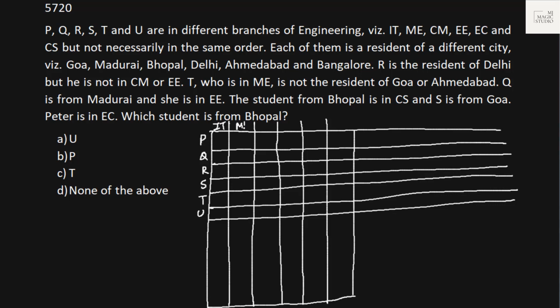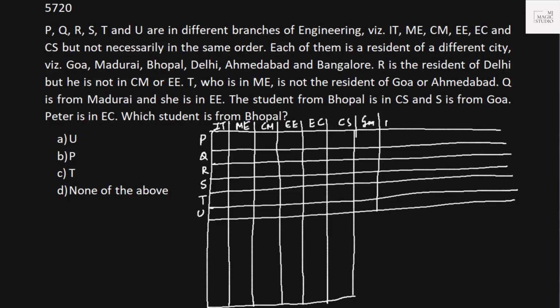IT, mechanical, CM, electrical, EC, and CS. And each of them is a resident of a different city.